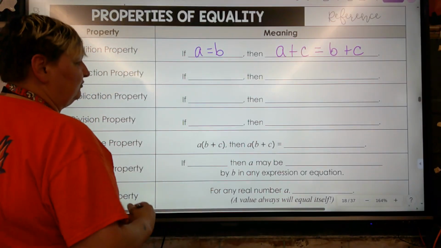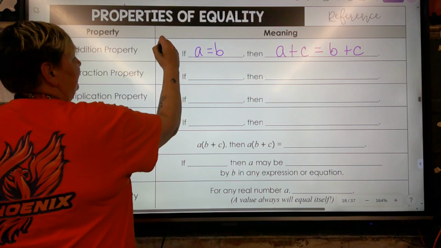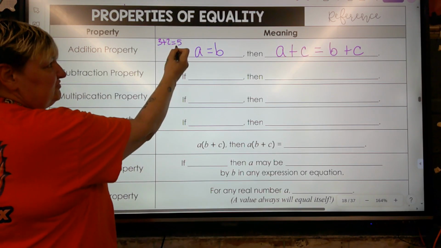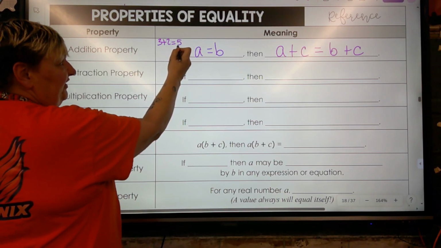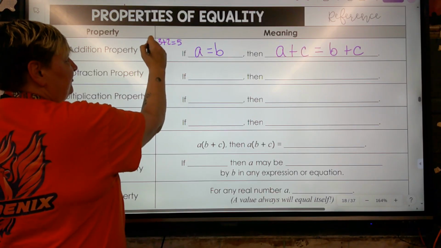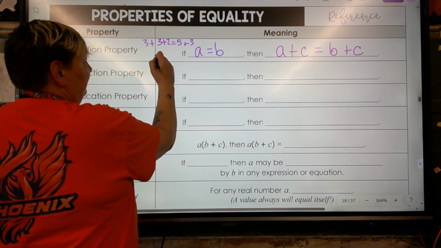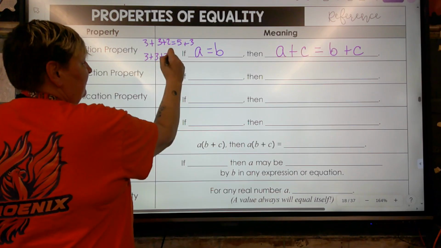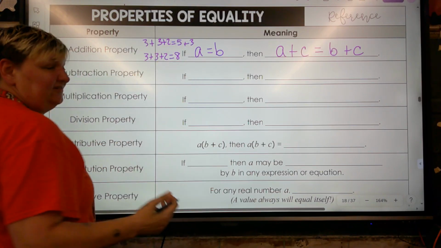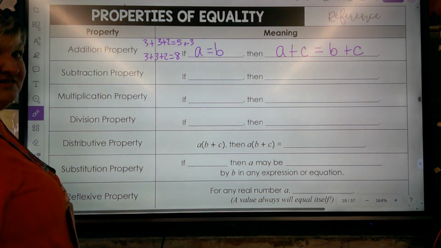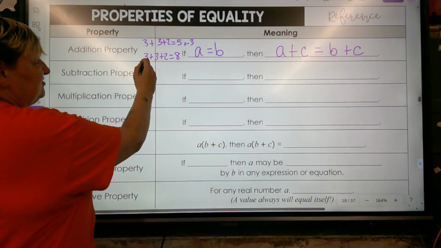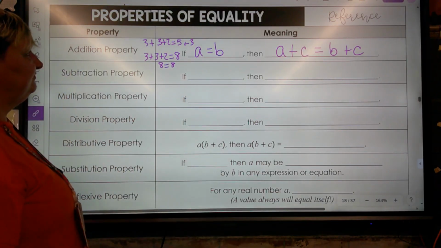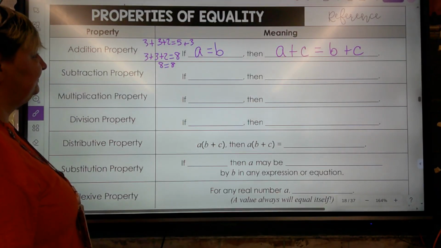So for example, if you have 3 plus 2 equals 5, they're equal on both sides. I can add 3 to both sides and it changes nothing. 3 plus 2 equals 5 plus 3, which is 8. It's still equal. I can add something to both sides and it changes nothing because 3 plus 2 is 8. So 8 is still equal to 8. Does that make sense?